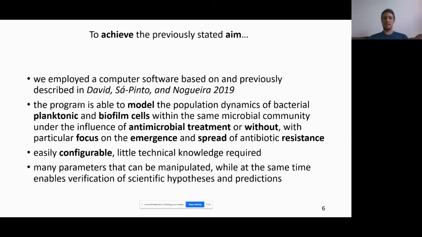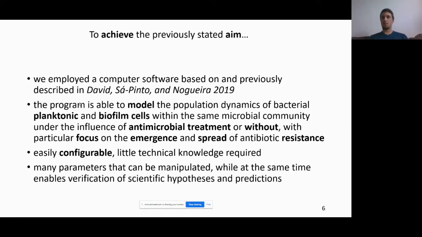The program is able to model the population dynamics of bacterial planktonic and also biofilm cells within the same microbial community, under the influence of antimicrobial treatment or without. We are particularly focusing, as it says here, on the emergence and spread of antibiotic resistance. The application is easily configurable. There is little technical knowledge required to use it.